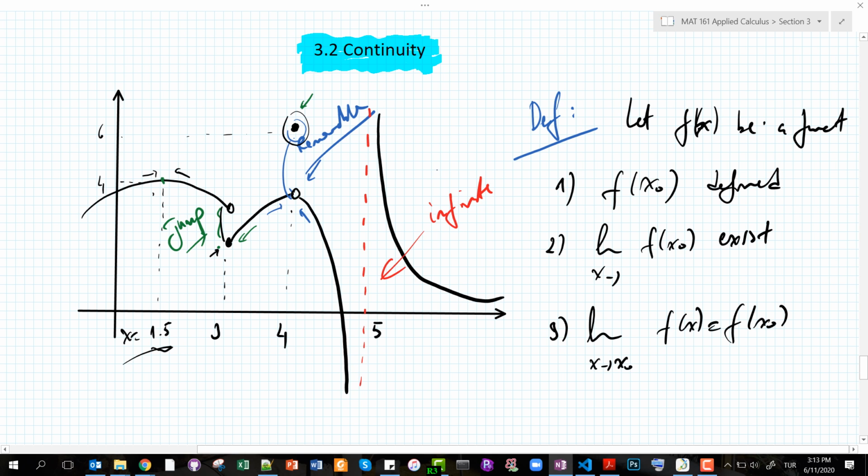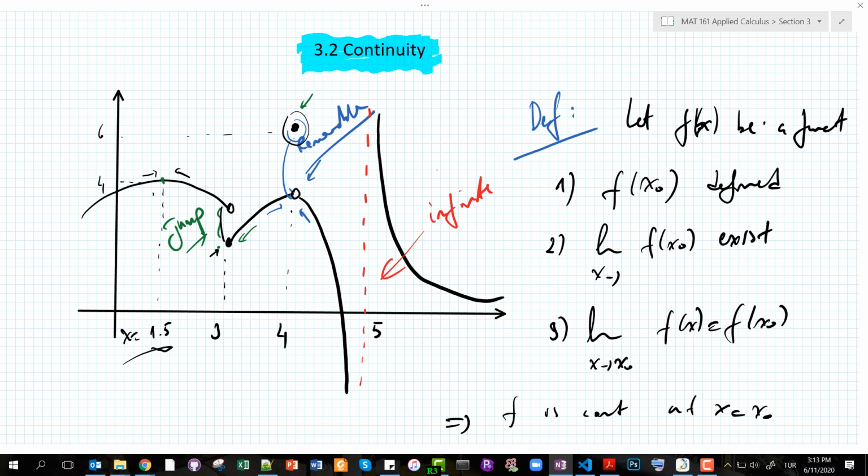If you satisfy all these three conditions, I'm going to be able to say that function f is continuous at x equal x0. So you need to check all these three points. If one of them fails, you can just say it is discontinuous. Of course, depending on what condition fails, you can determine what type of discontinuity you have.